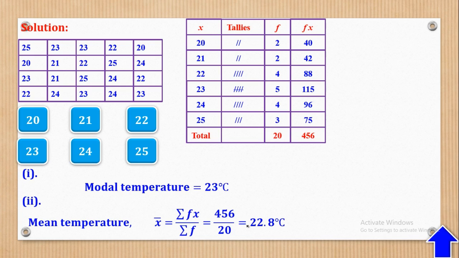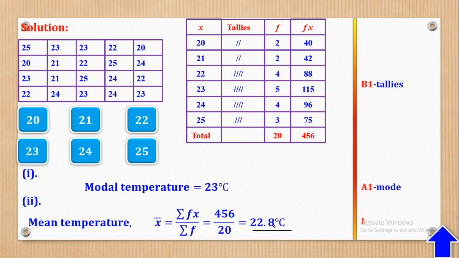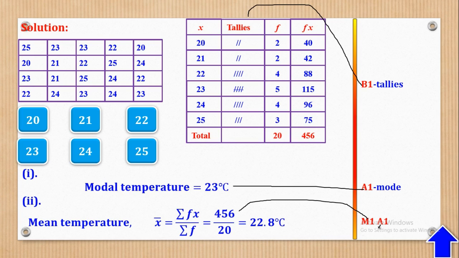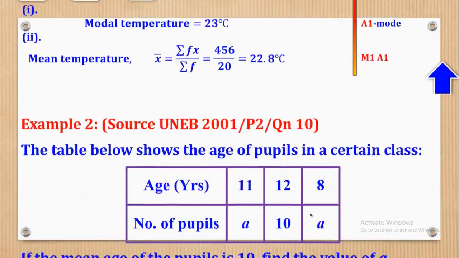Now next is to use a calculator to divide. So 456 divided by 20 will come up with 22.8 degrees Celsius, and that will be the answer they wanted. Now let's see how the marks can be awarded. B1 is for the correct tallies, A1 is for stating the modal temperature, M1 is for substituting the formula for mean, and A1 is for the output. So basically that's how the marks could be allocated.